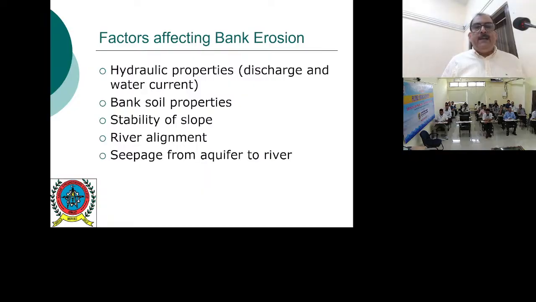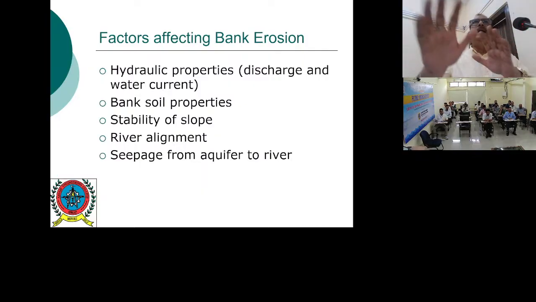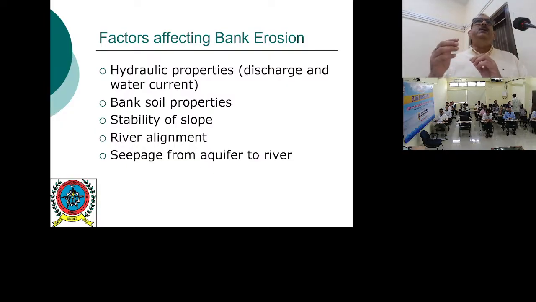And then there is another one, seepage from aquifer to river. Sometimes the water level in the river goes down after a flood recedes, but there may be some low-lying areas nearby where water is present and doesn't have any escape way, some lake, say. Then the water will have a tendency to flow from these low-lying areas to the river through the soil, and that will cause erosion. I'll show you these things pictorially.